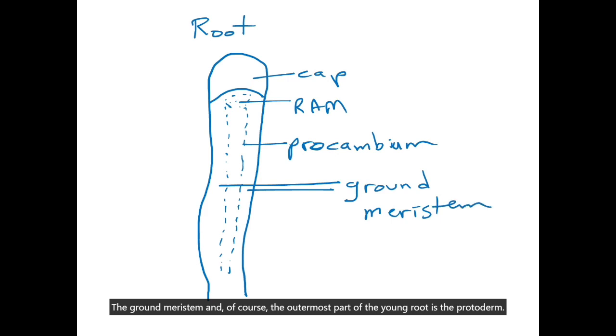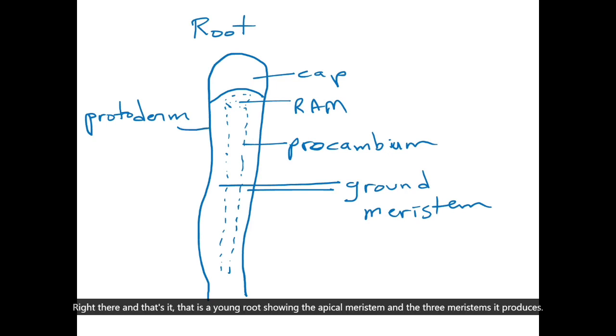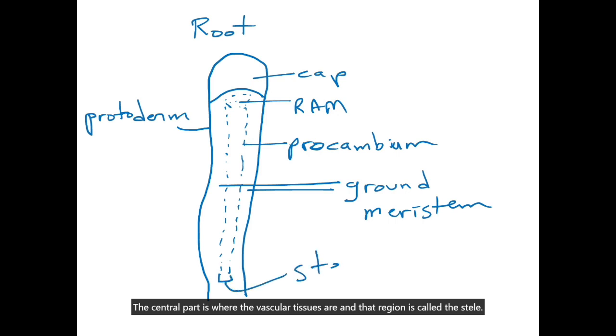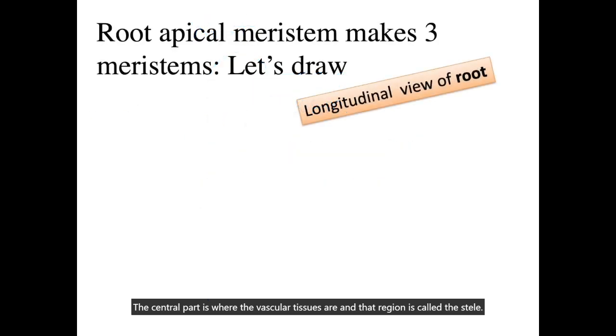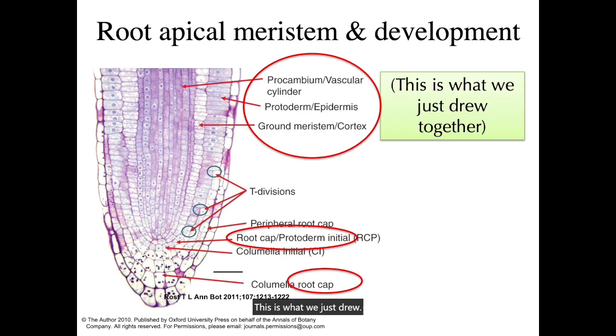And of course, the outermost part of the young root is the protoderm. Right there. And that's it. That is a young root showing the apical meristem and the three meristems it produces. The central part is where the vascular tissues are, and that region is called the stele. This is what we just drew.